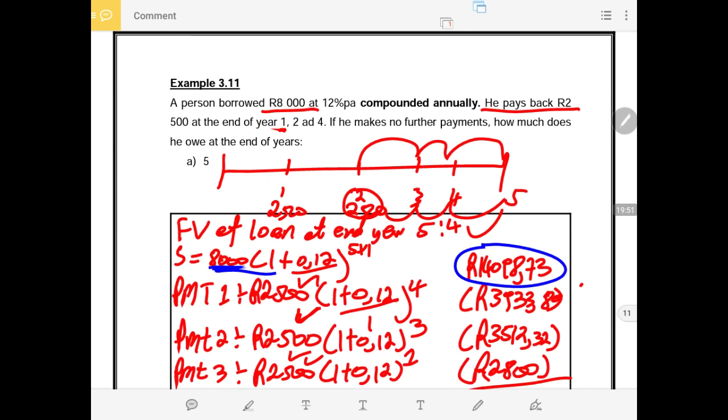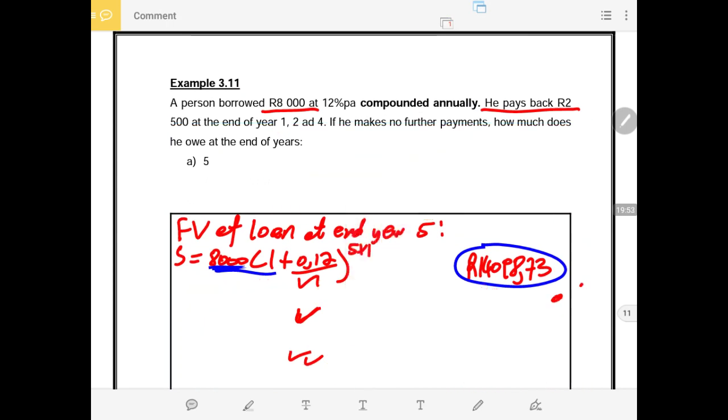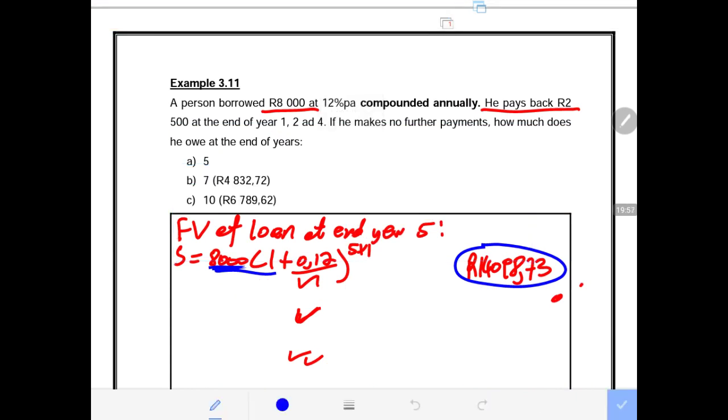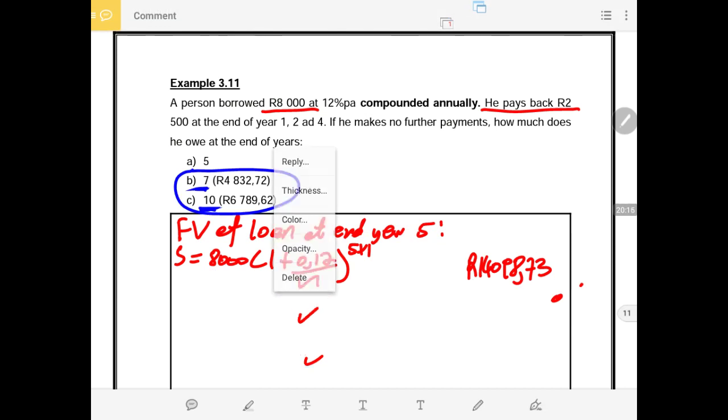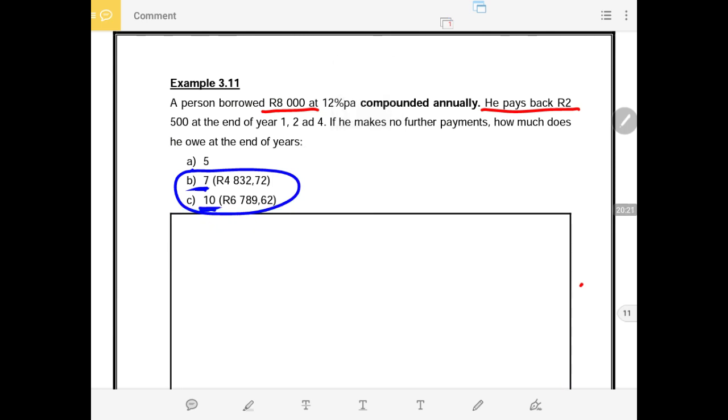With that, guys, thank you very much, and I would like you to attempt the same question, but do number B that I hid for you, number B and number C, where you will respond to the same scenario, but assuming that the focal date is 7 years and the focal date is 10 years. You apply the same principles, but you only change the focal date from 5 years to 7 years and 10 years in scenario number 2.